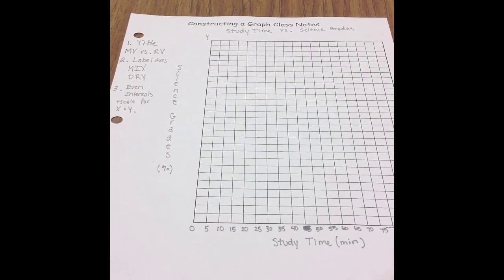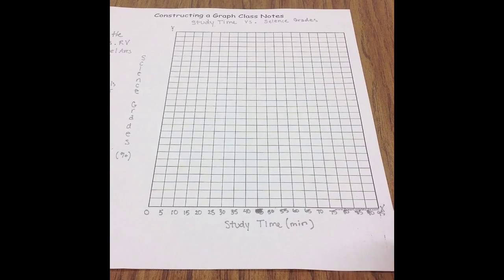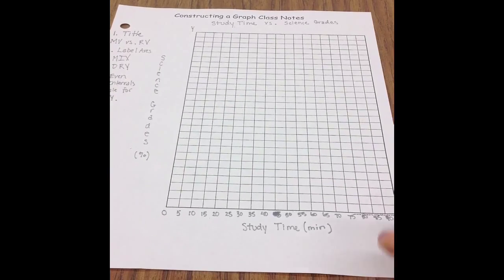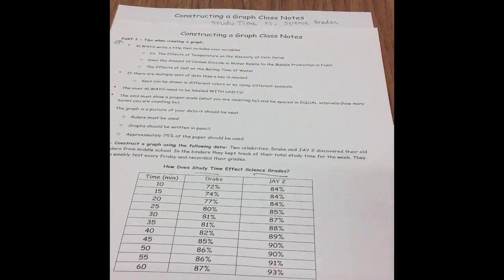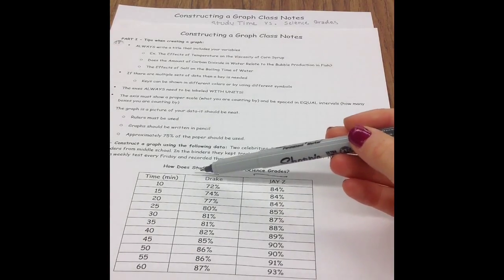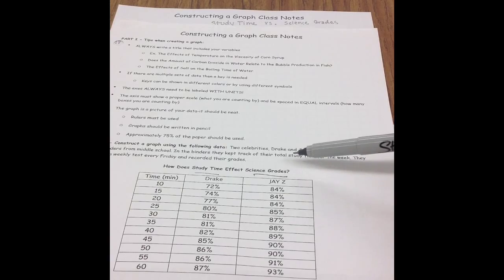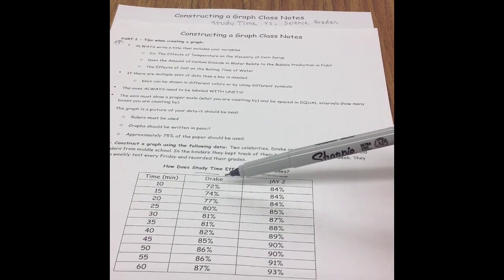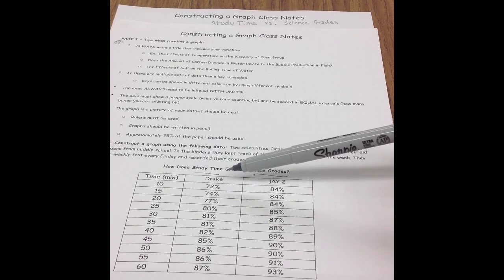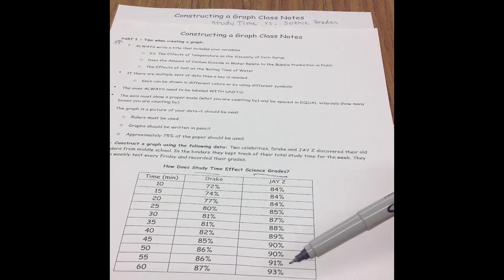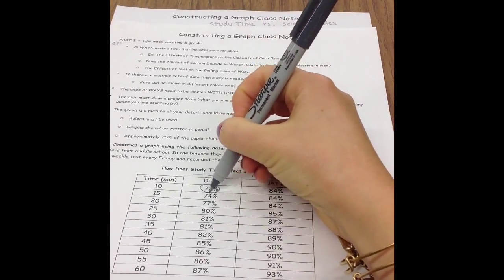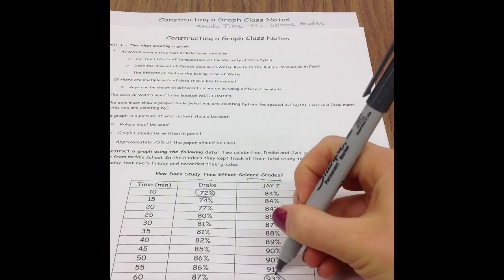Okay, so continuing on step 3, we've done even intervals for our x-axis. Now we're going to take a look at what we should count by for our y-axis. So on our y-axis, we've got science grade. Now, we're going to be graphing 2 sets of data. Data for Drake's science grades and data for Jay-Z's science grades. So when you're setting up your intervals for your y-axis, again, you want to look at your lowest number between both subjects and our highest number. So if you take a look, our lowest number is 72. Our highest number is 93.